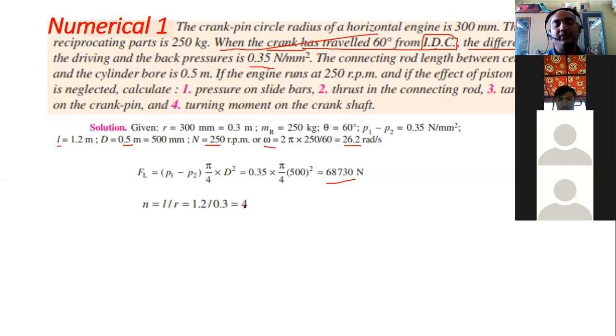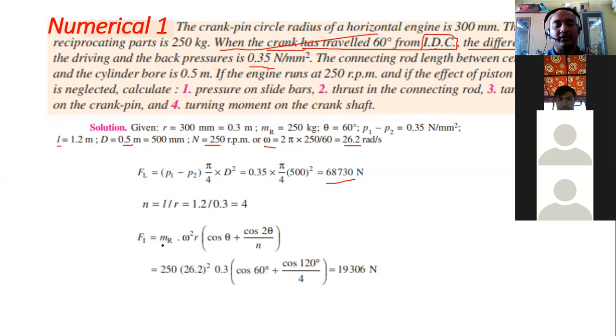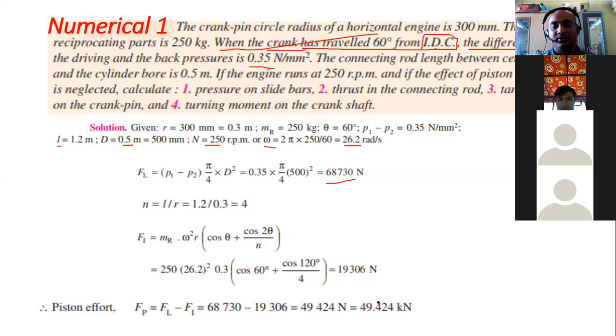Why? To find out FI. So FI equal to Mr omega square R cos theta upon n. Everything is known. n we have found here, that is 4. So from that we can find out FI. And once you get FI, then we can easily find out piston effort. You can see here, piston effort equal to FL minus FI because of this sentence. So FL, that is this 68730, minus this FI, 1936306. We got this, that is 49424 kilonewton. So it is that simple.